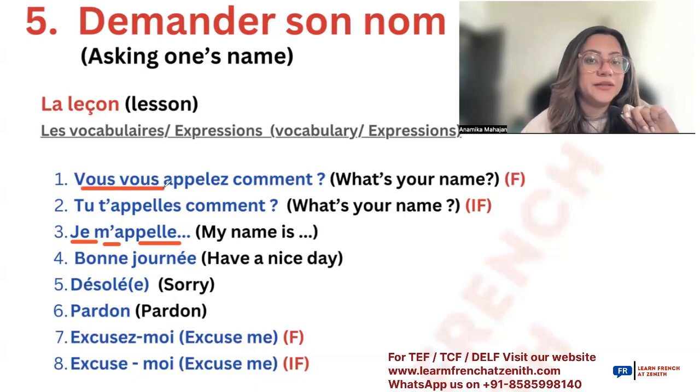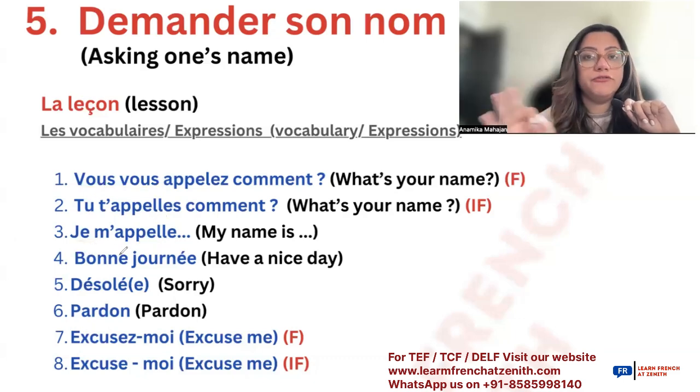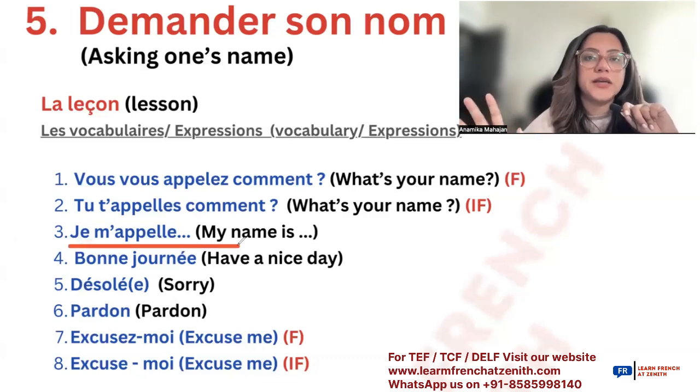Vous vous appelez comment? Tu t'appelles comment? Je m'appelle Anamika. Bon. So these are the questions and the answer to reply. My formal and informal way to reply to the question and to say, my name is Anamika, is going to be the same. There are no different forms that we have in this particular sentence. I is I, informal, formal, both.